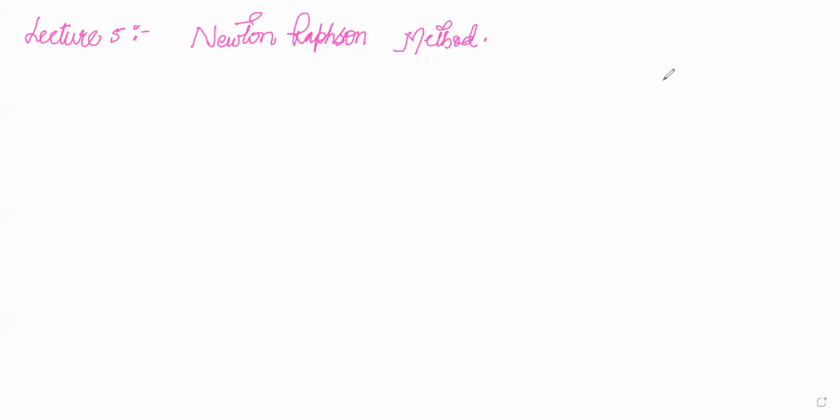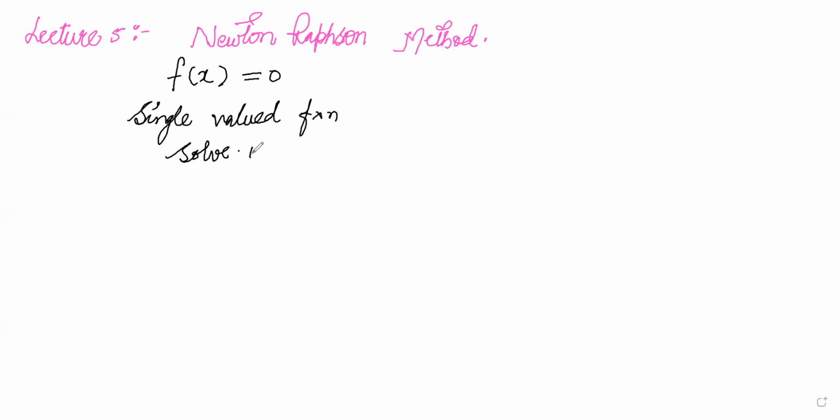let's suppose that we are given a function. We have a function f of x equal to 0. Okay, so we have a single valued function, and we have to solve it. Solve it means, as I have been saying, we have to find the values of x at which the left hand side of the function becomes equal to 0. Fine.